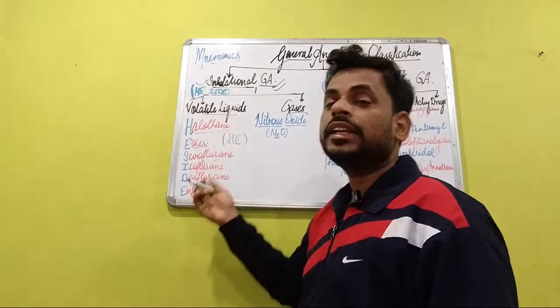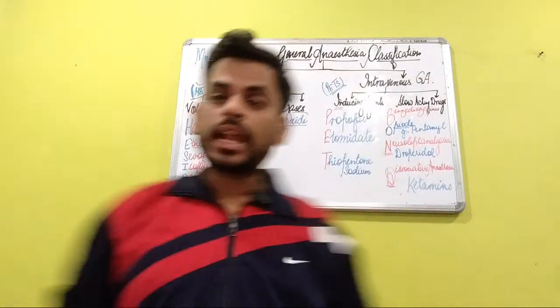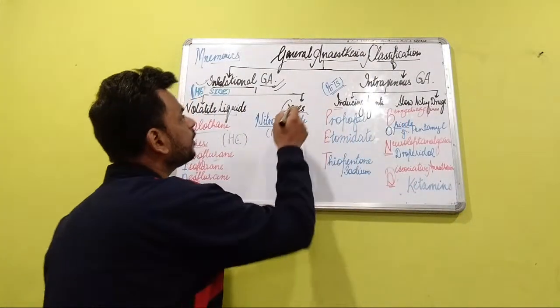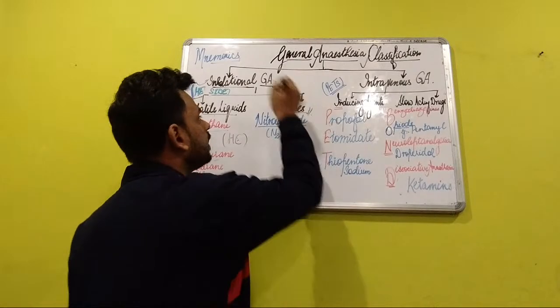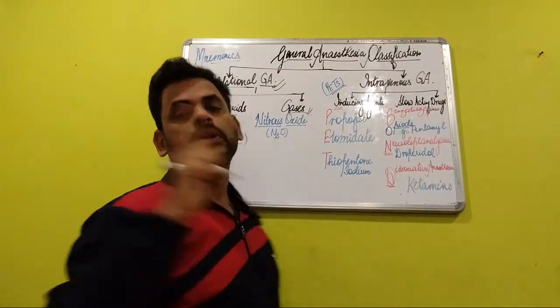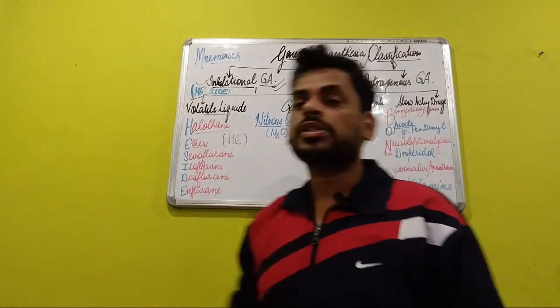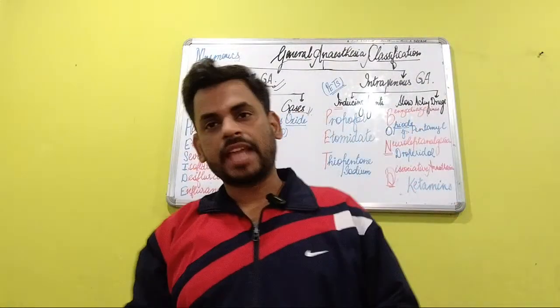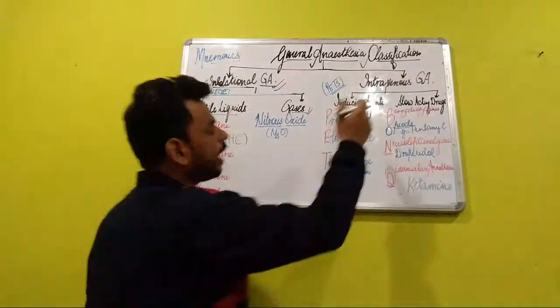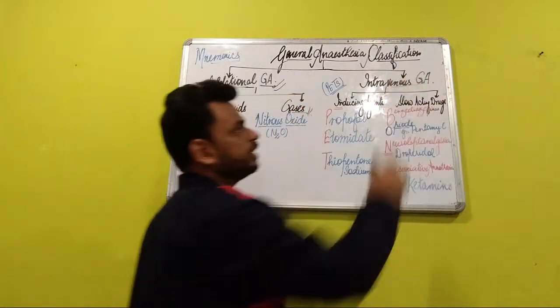Now when we look at the gases basically used for inhalational general anesthesia, there is only one single gas, called nitrous oxide, which is also called the laughing gas. Now next we have the intravenous general anesthesia.